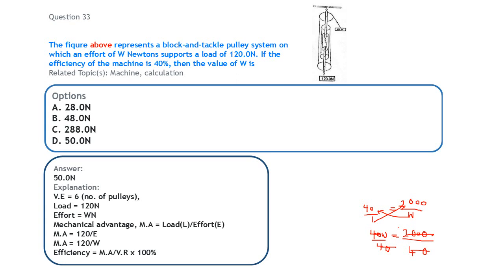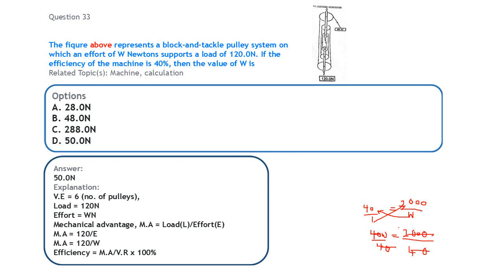Now the formula for mechanical advantage is load over effort. We are supposed to use this formula to get the value of the effort, that W. However, in the question we only have the load, we don't have the mechanical advantage. So what are we going to do? We then recall there's another formula we have in machines for efficiency: efficiency is equal to mechanical advantage over velocity ratio times 100%.